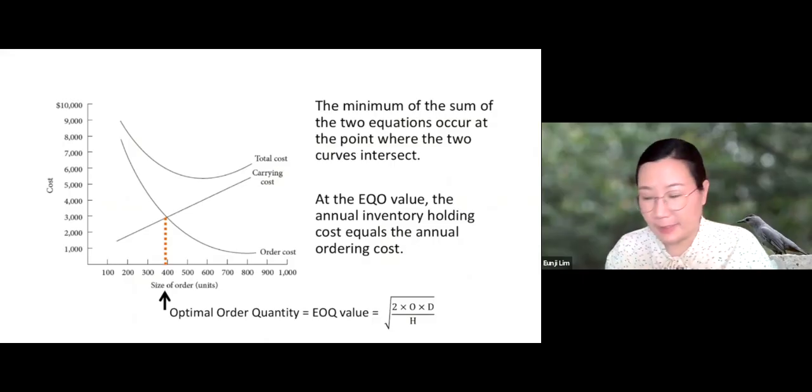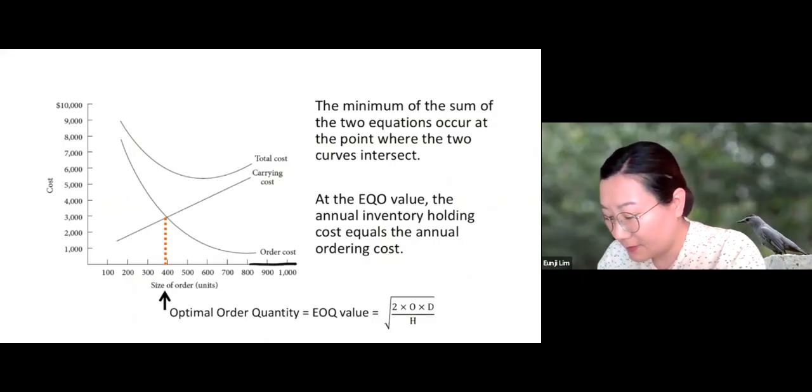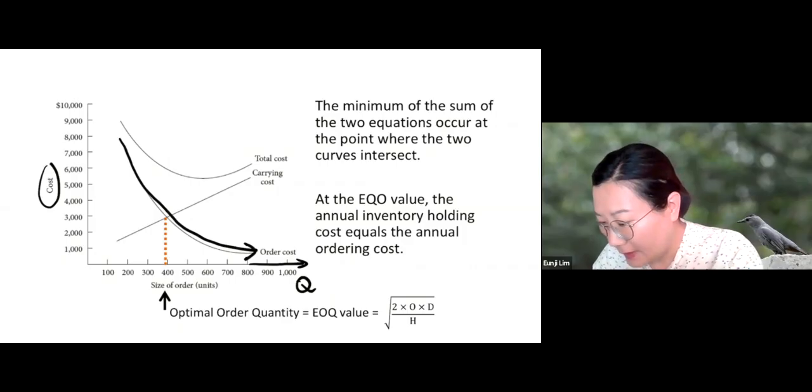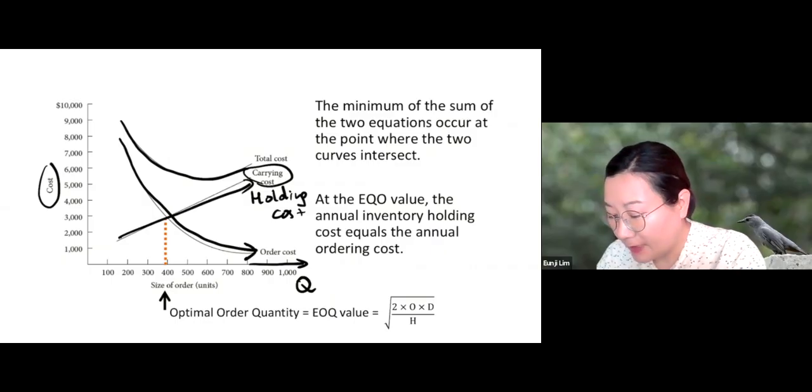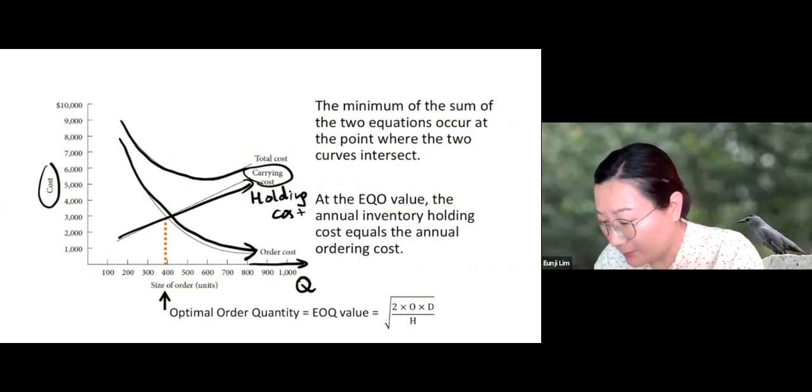If we look at this graph, the x-axis is the order quantity, Q. The y-axis is the cost. As Q increases, the ordering cost is decreasing, and this carrying cost, the holding cost, is increasing, and we want to add them up. This is the sum of the two costs, and we want to find the order quantity minimizing the sum.